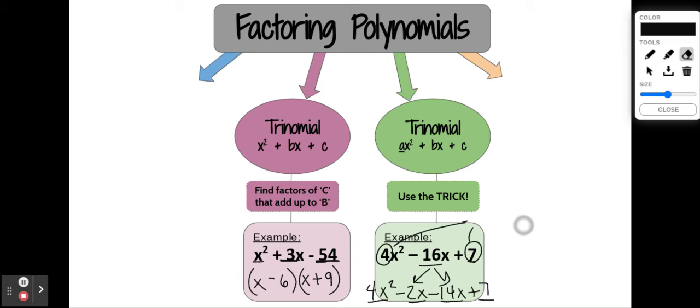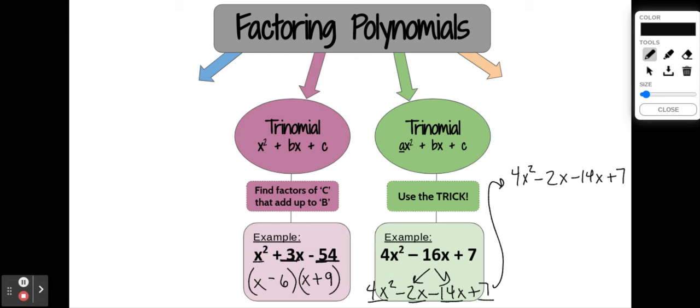Okay, giving myself a little bit more workspace, I'm just going to erase my work that I've done so far here. And I'm going to pull this right over here. So I have 4x squared minus 2x minus 14x plus 7. Okay, now we're going to underline the first 2 terms and underline the last 2 terms. And remember here, I want to pull out the GCF. I want to undistribute, get that GCF. So greatest common factor of the first 2 terms would be 2x. So then let's undistribute. 2x times 2x would give us the 4x squared.